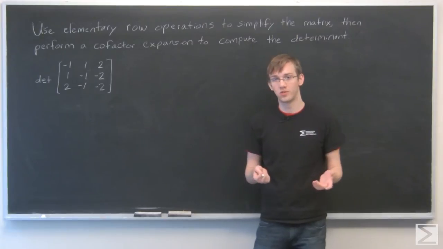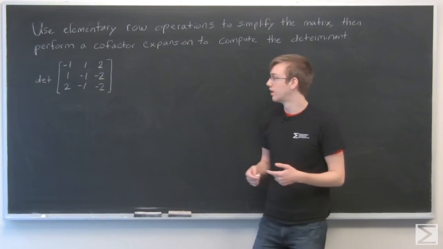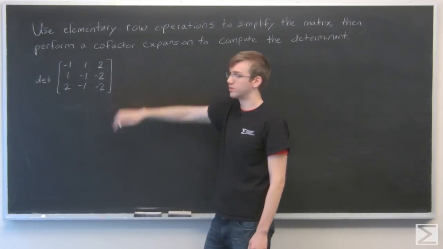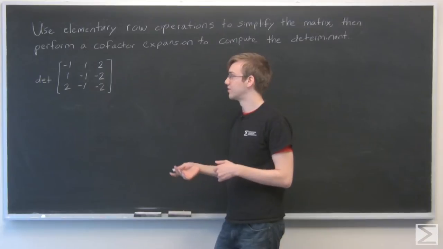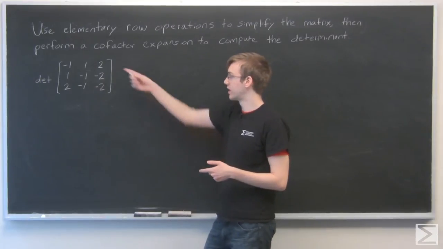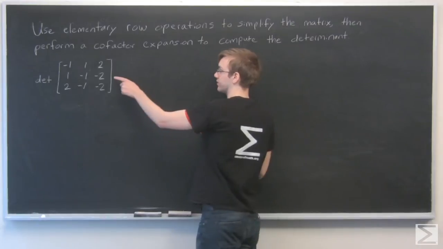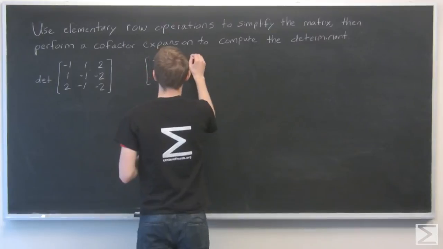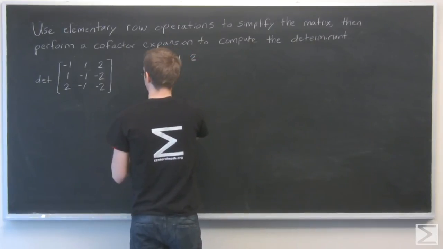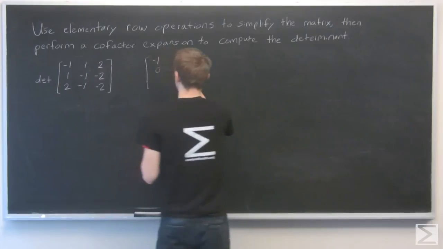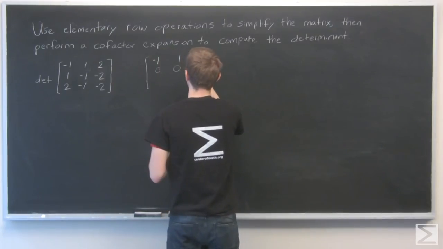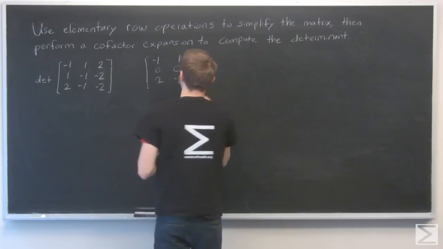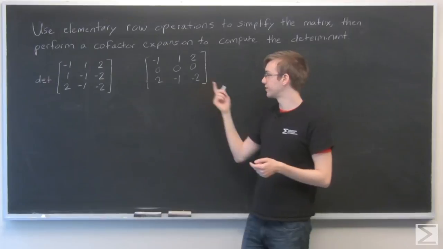So one of the elementary row operations that we can do is adding rows to each other. And here, I notice that minus 1, 1, 2, and 1, minus 1, minus 2 are the same as each other, just multiplied by negative 1. So if I add these two together, if I add row 1 to row 2, this matrix becomes minus 2 plus 2 is 0. So we now have a middle row of all zeros.